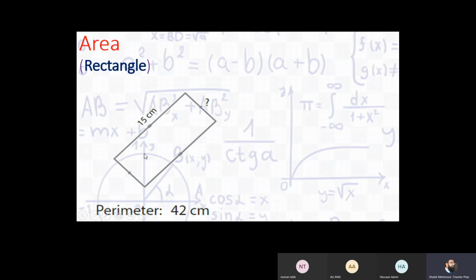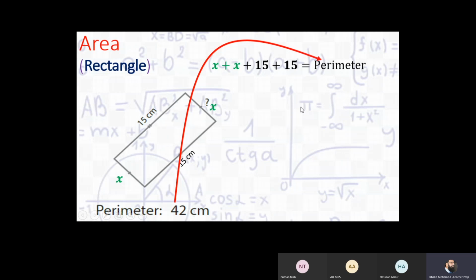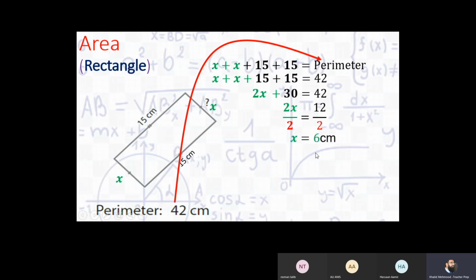Similarly, in this one you can see that this is 15 centimeter, and this is not given, so we'll assume this side as x and the other side as 15, because this is 15, this is also 15. So our perimeter is x plus x plus 15 plus 15, because though we are finding area, we'll start from the perimeter hint. We'll apply the perimeter formula and the perimeter value, and then solve this, and we'll get 2x is equal to 12, and x is equal to 6 centimeter.